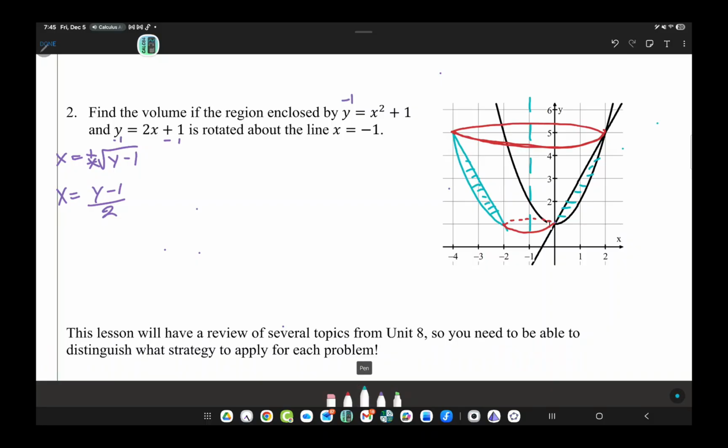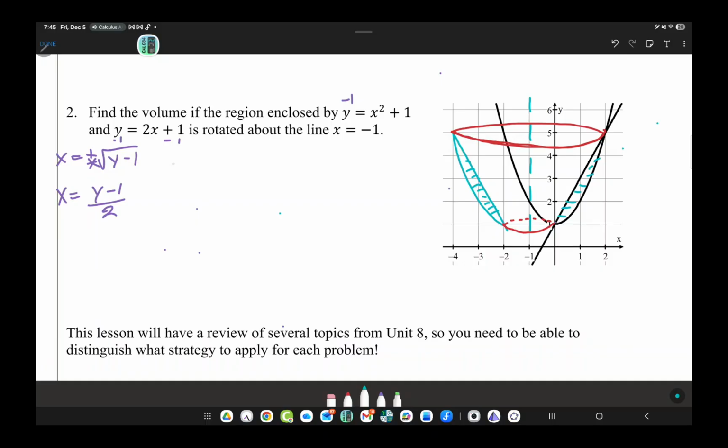Now, in this case, this one's a bit odd, because when I say which one's furthest from the y-axis, because my line of rotation is to the left of the y-axis and my functions are to the right of the y-axis, basically I'm saying which one's most to the right of the y-axis. So in this case, what is more right of the y-axis? Well, that would be the functions themselves.